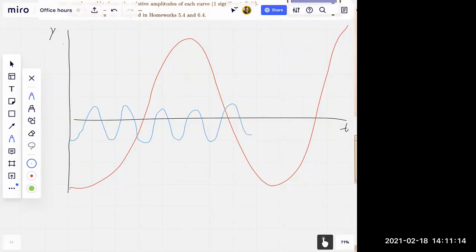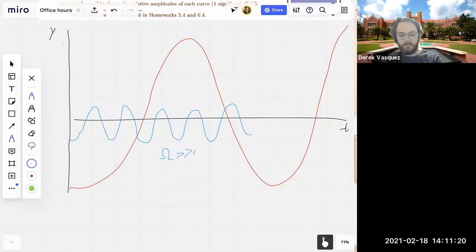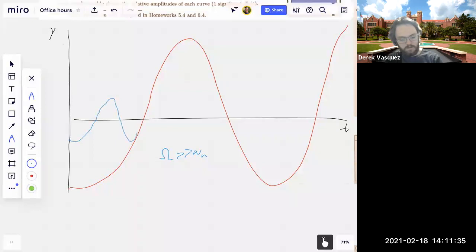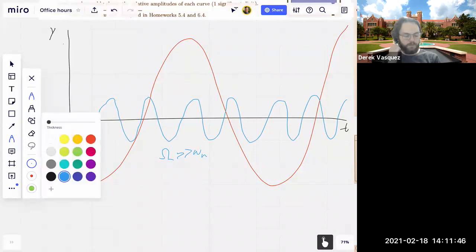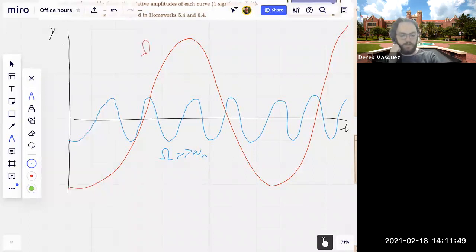What is that one again? This is omega much greater than omega n. So it's low amplitude, high frequency. And then I'll label this one: driving frequency equals omega n.